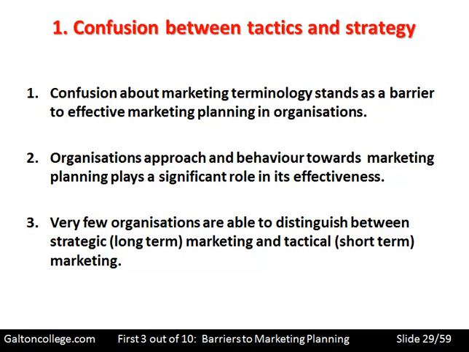Very few organizations are able to distinguish between strategic, which is long-term marketing, and tactical, short-term marketing, and that's a problem. Sometimes they can't because of the nature of the market and the nature of the product they're selling. They're not quite sure if this product is going to last for quite a while in the market, or it depends on perhaps even the phase of the product life cycle. Whereabouts is the product in that? So there might be some question marks about whether we're talking about strategic, long-term, or tactical, short-term marketing.